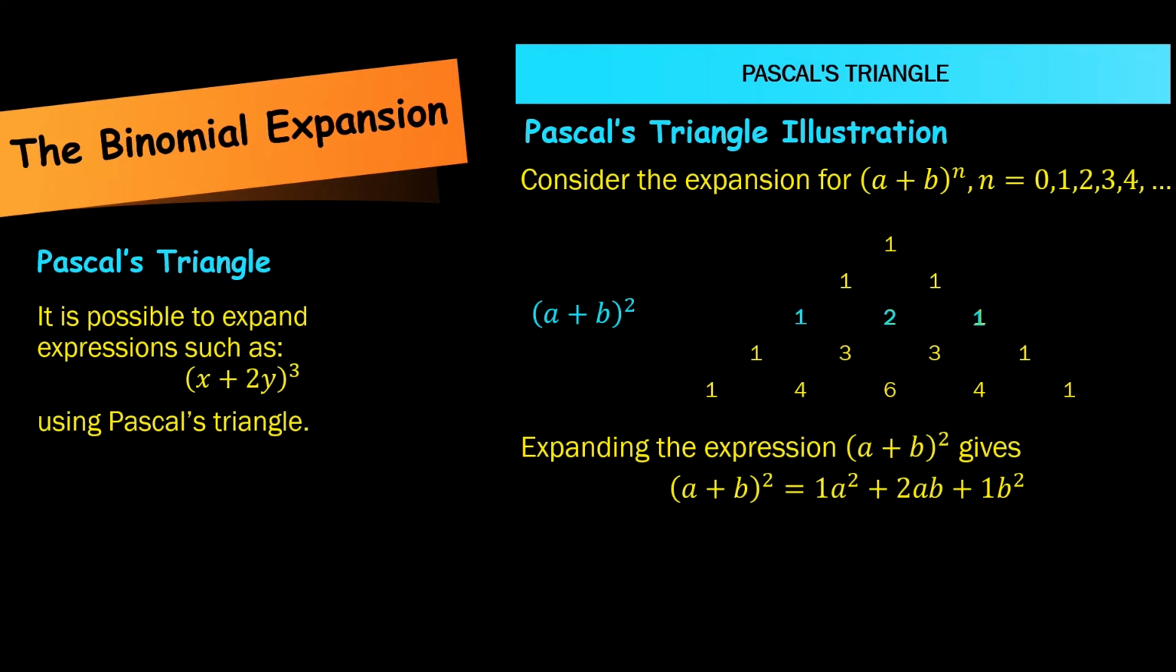Notice the third row. We have the values 1, 2 and 1. And now look at the coefficients. You can hopefully see how these two now link up. What about the other rows? a plus b all raised to the power 0 equals 1. And looking at the first row, we can see that there is just one value there, and that's 1.